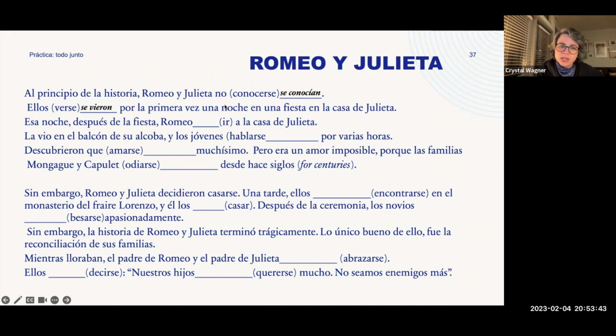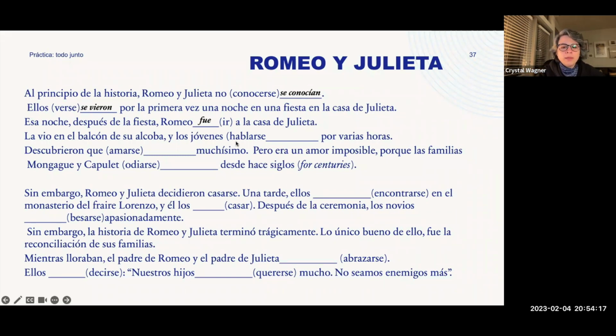Una noche en una fiesta, other clues. Esa noche, después de la fiesta, other clues, right? We have a finite time here. Después de la fiesta, Romeo fue a la casa de Julieta. So of course, this is going to be a preterite once more because of that time frame, time reference. La vio en el balcón de su alcoba. He saw her in the balcony. And if you are familiar with Romeo and Juliet, you will be familiar with the context here.